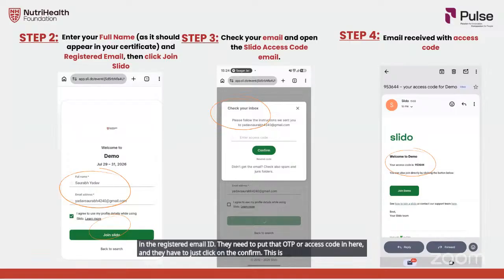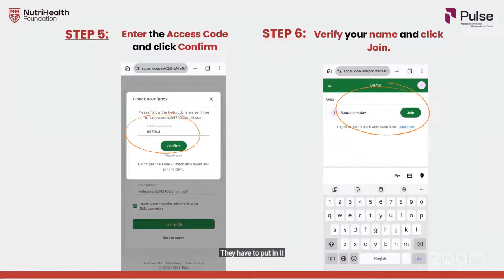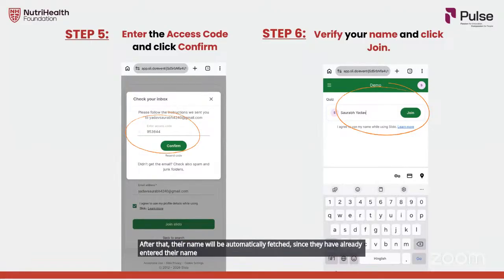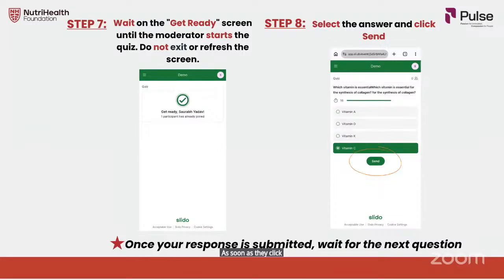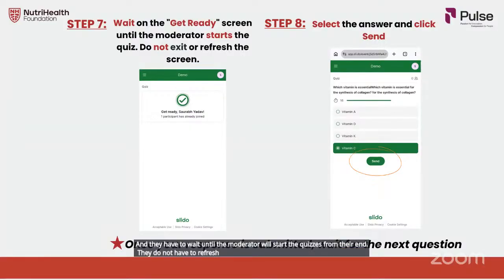This is step 4. You can see how they will get the access code from here. They put it in and click on confirm. After that, their name will be automatically fetched since they already entered it after clicking the link, so they simply click on join. As soon as they click join, the step 7 screen will come on their desktop, and they have to wait until the moderator starts the quiz. They do not have to refresh or go to any other tab. They just need to wait. Once the moderator starts, the quiz will appear as shown in step 8.